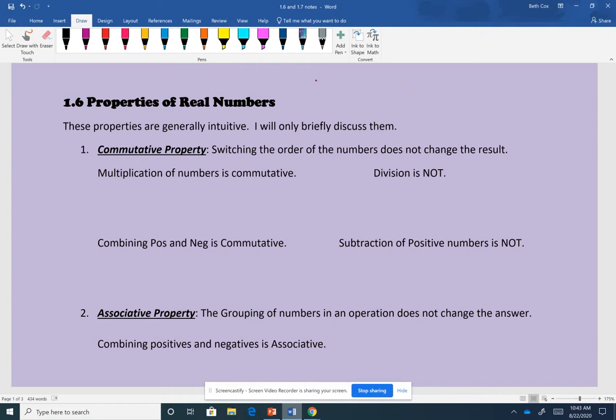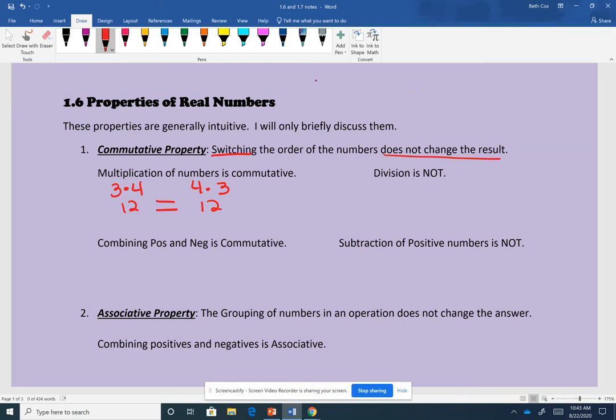So the first property is the commutative property, which means switching the order does not change the result. And multiplication is commutative. And this is again intuitive, you know that 4 times 3 and 3 times 4, well, you get the same answer. So switching the order does not change the result for multiplication.